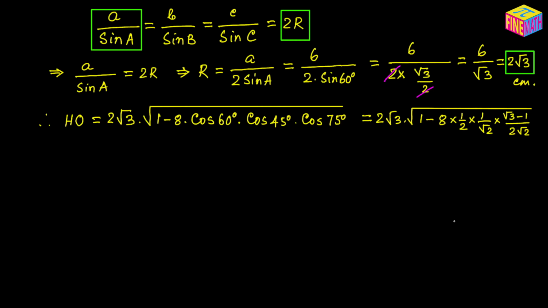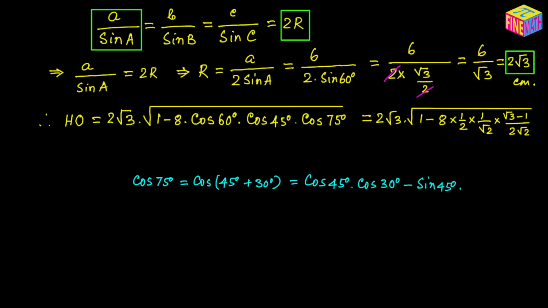Now how did I find that value? Well, you can easily find the value of cosine of 75 degree like this. Cosine of 75 degree can be written as cosine of 45 degree plus 30 degree. So that can be written as cosine of 45 degree times cosine of 30 degree minus sine of 45 degree times sine of 30 degree. I am just using the formula of cosine of A plus B, which is equal to cosine of A times cosine of B minus sine of A times sine of B.